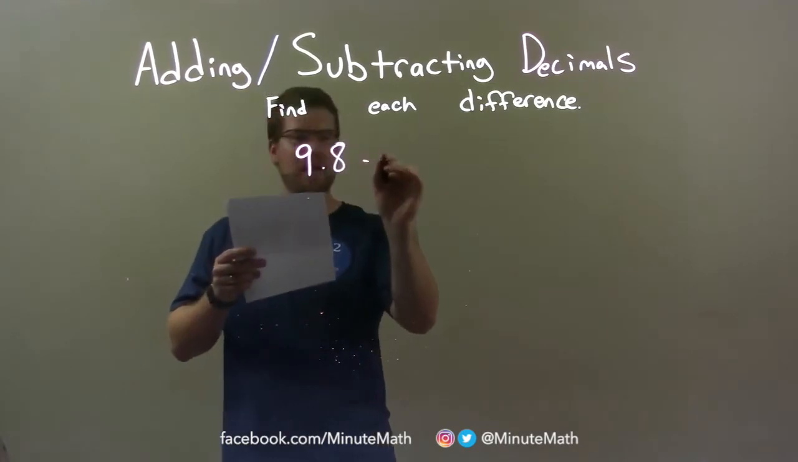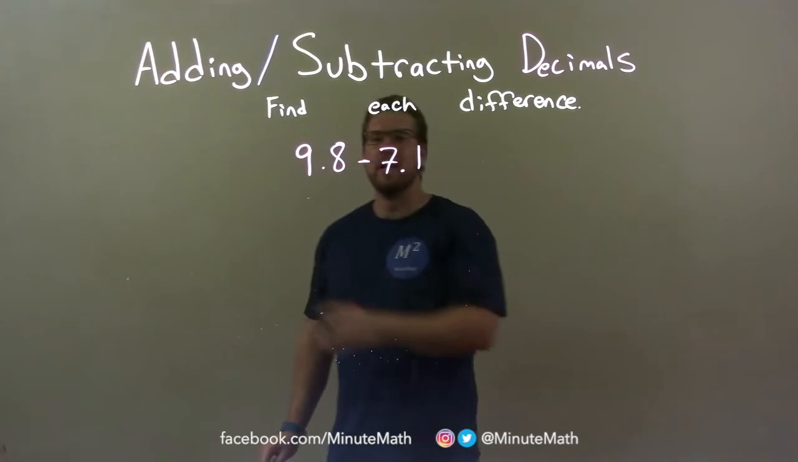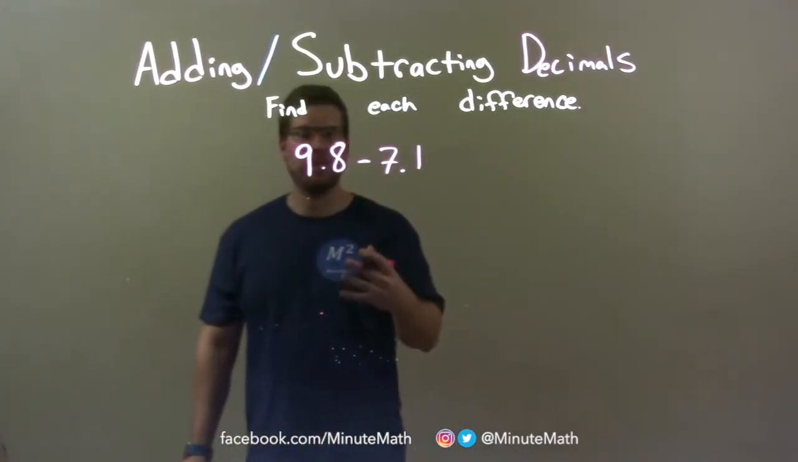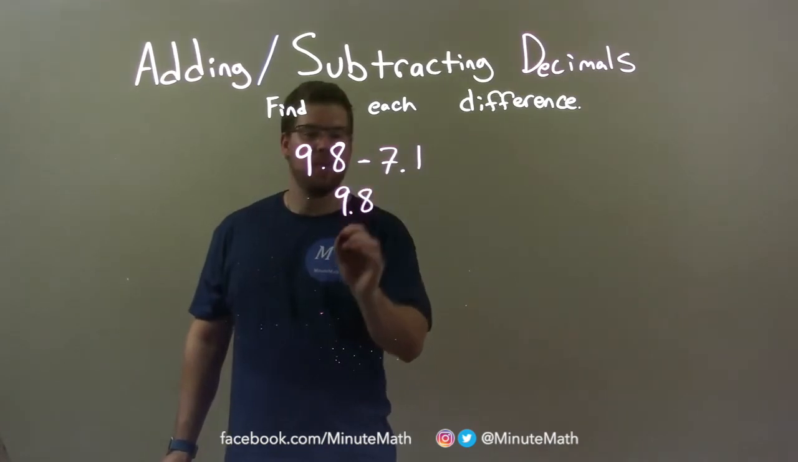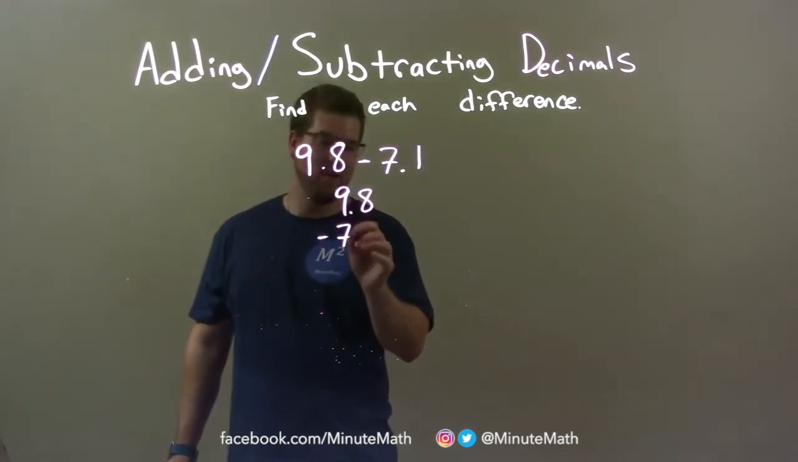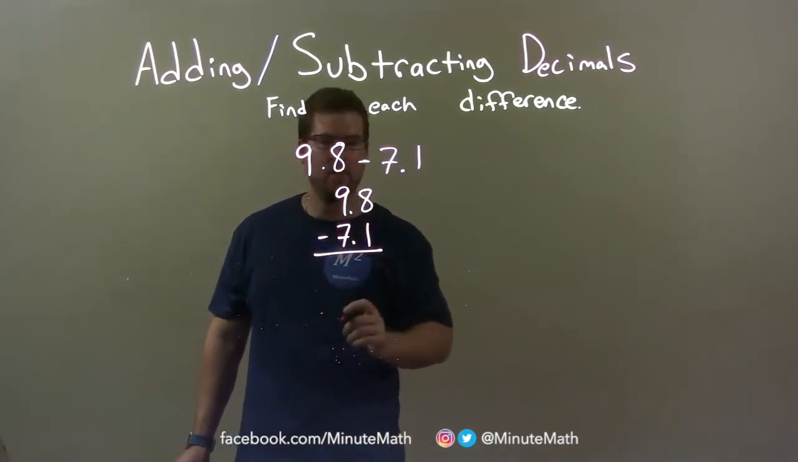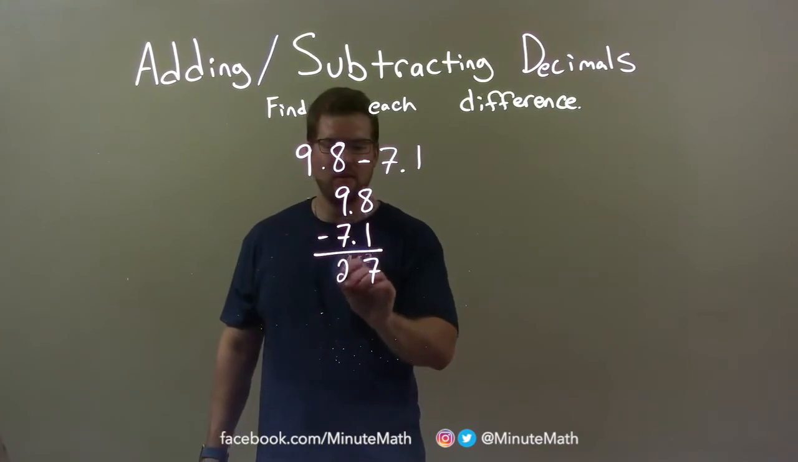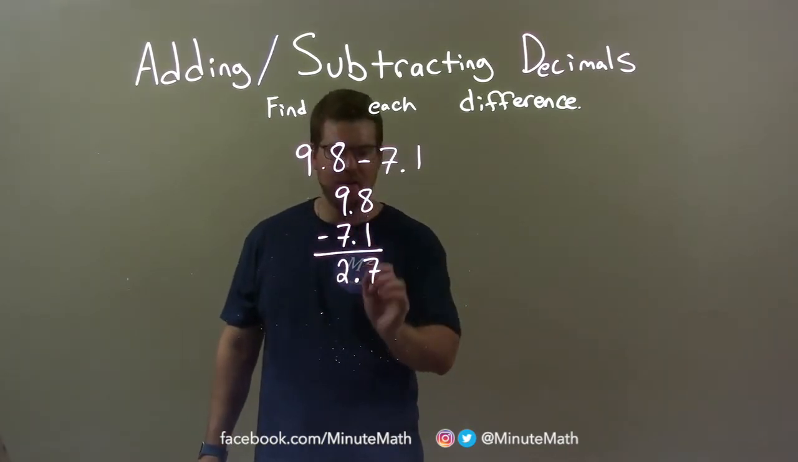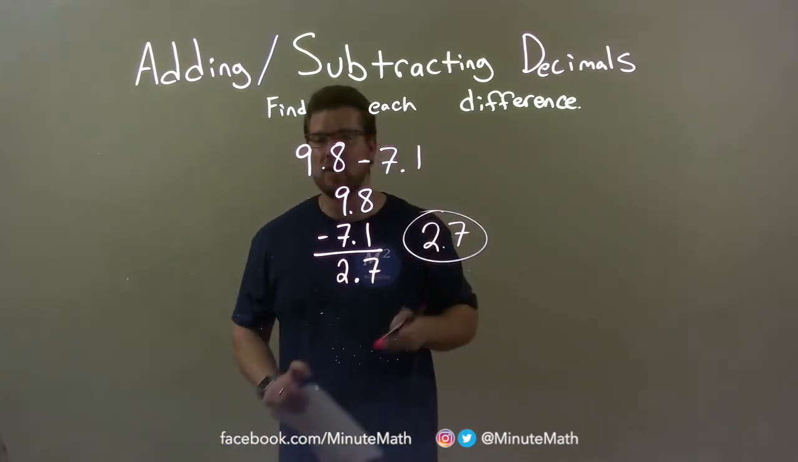9.8 minus 7.1, okay? Well, since 9.8 is larger than 7.1, this is pretty easy, right? We just subtract it like we normally do. 9.8 over 7.1, and we're subtracting it. Just make sure the decimal points are lined up there. 8 minus 1 is a 7. 9 minus 2 is a 2. Make sure the decimal place comes down here. And so our final answer is just 2.7. Pretty quick and easy here.